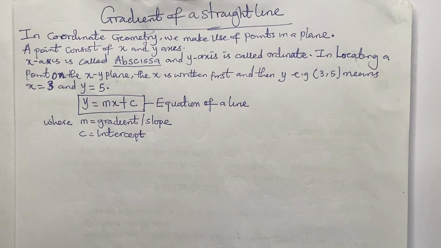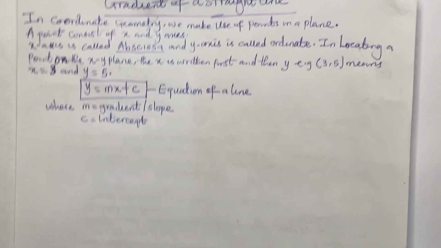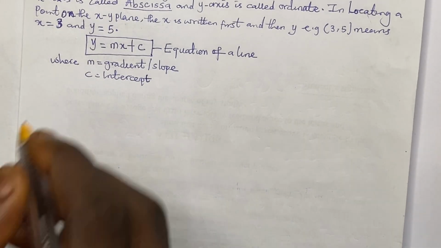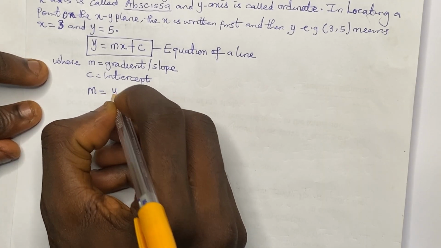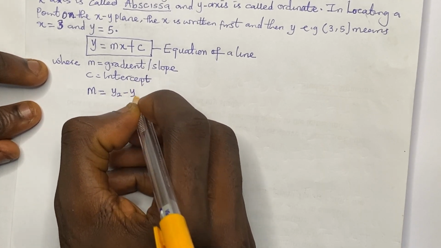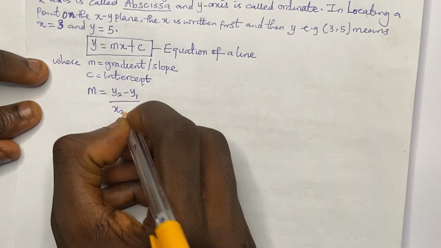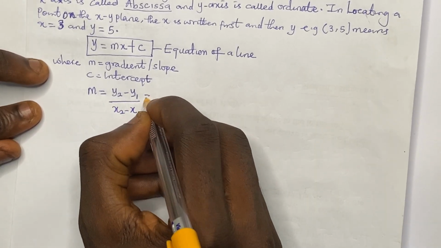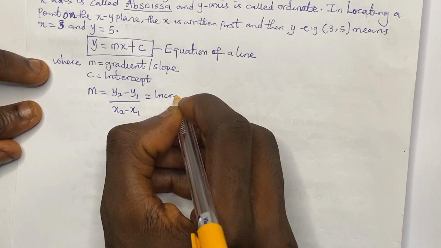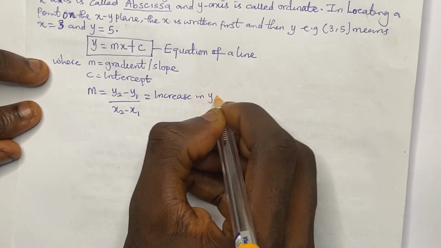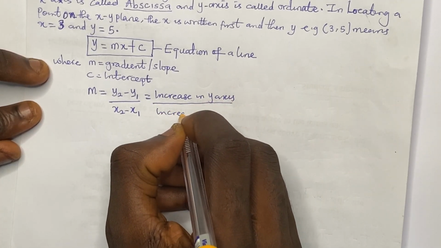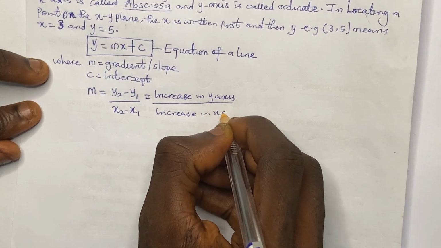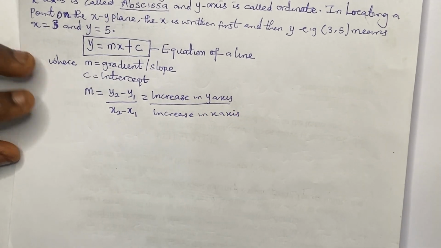All right, so this m, which is the gradient, is what we want to fully discuss. So what is the gradient? The gradient m is given as y2 minus y1 over x2 minus x1. And it is the same thing as saying increase in y-axis over increase in x-axis. Now, how does this look on a graph?